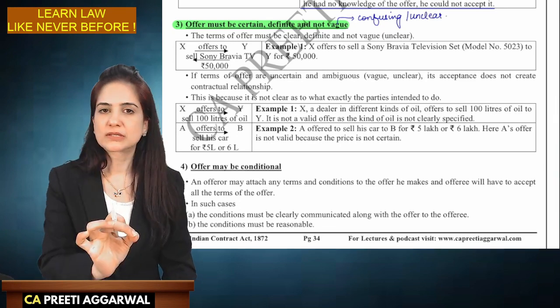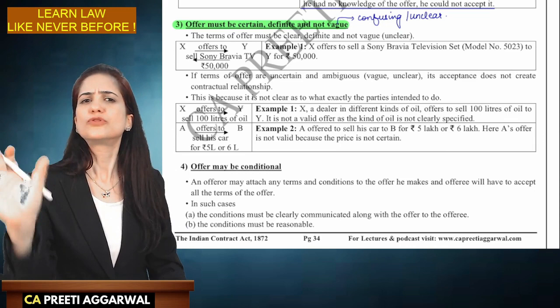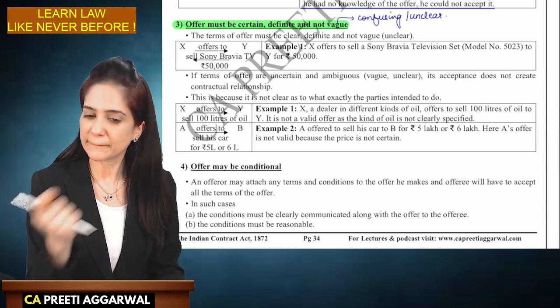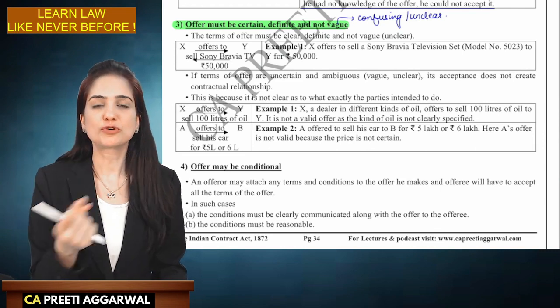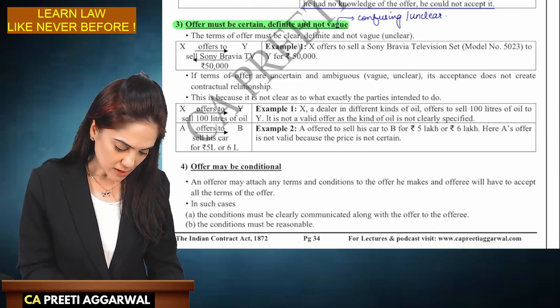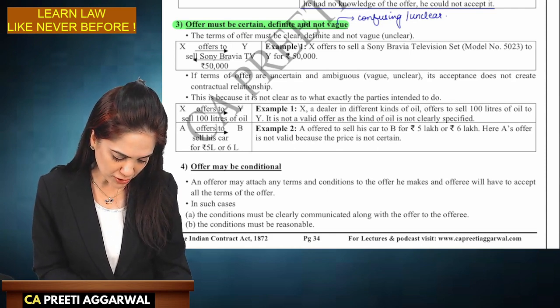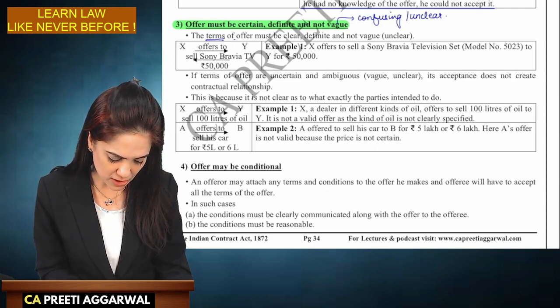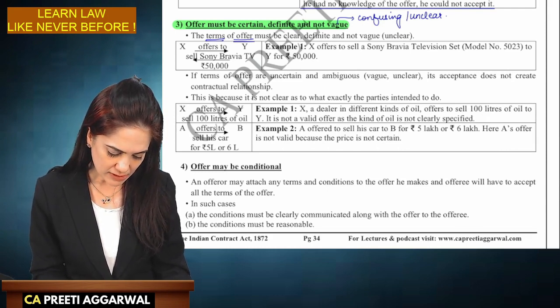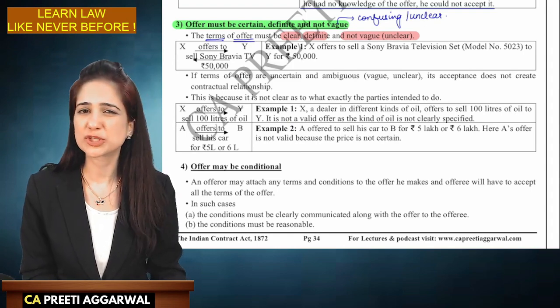Offer must be certain, definite, not vague. It means that the terms of the offer must be very clear. There should not be any scope for ambiguity or confusion. The terms must be clear. So you need to memorize terms. Okay, the terms of the offer must be clear. These are the keywords: clear, definite, not vague. Vague means they should not be unclear.